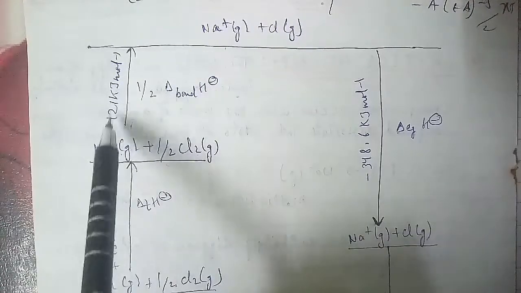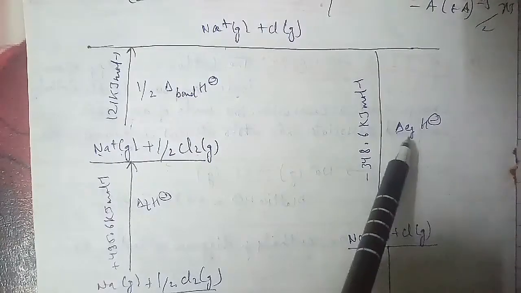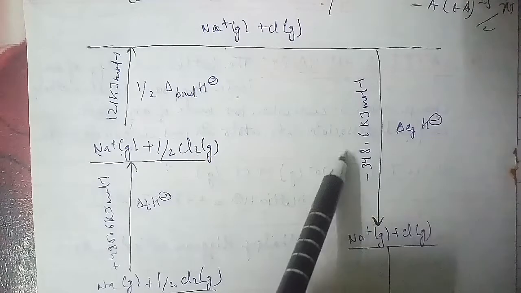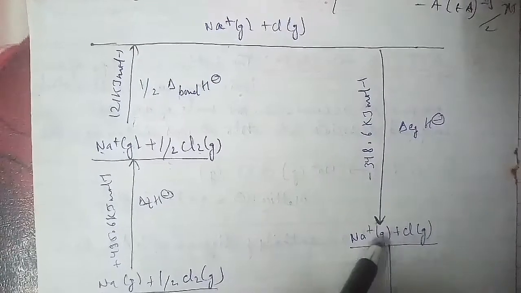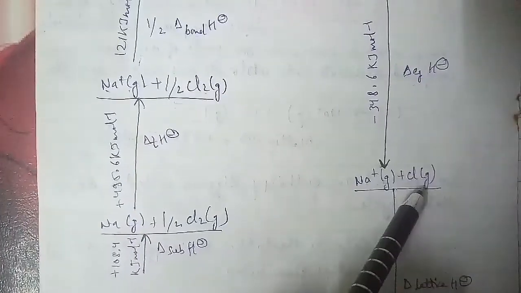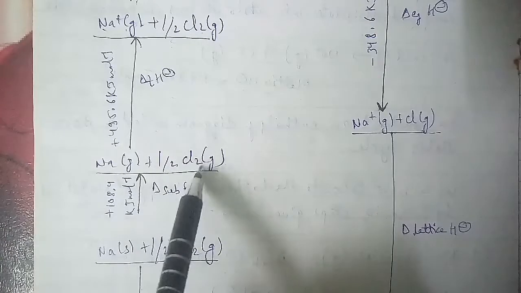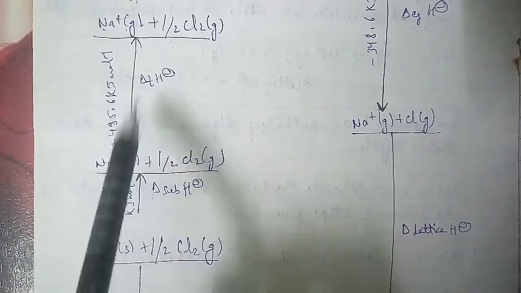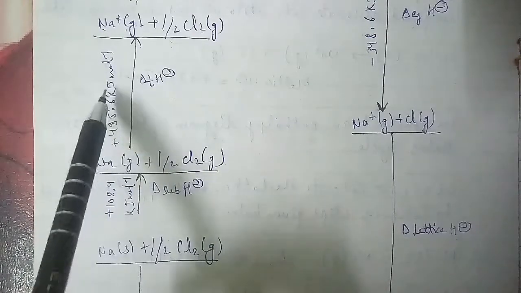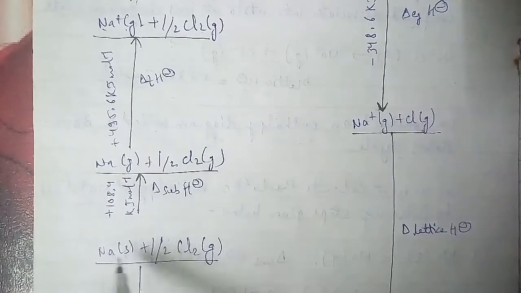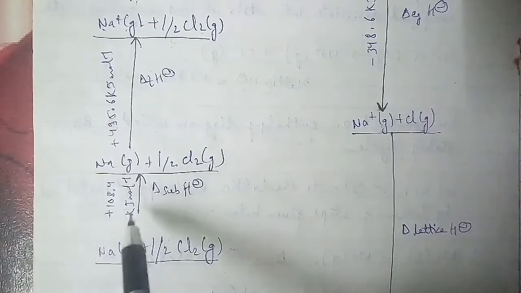When I'm talking about Na in the gaseous state plus half of Cl2 in the gaseous form, the enthalpy with respect to the temperature here will be plus 495.6 kJ/mol. With regard to this, Na in solid form and half Cl2 in gas form give the sublimation enthalpy, which is plus 109.4 kJ/mol. So this is NaCl in the solid, and the lattice enthalpy here is minus 411.2 kJ/mol. This is the enthalpy diagram for the lattice enthalpy of NaCl that we are discussing.